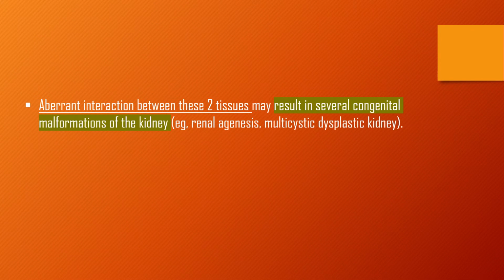Aberrant interaction between these two tissues, that is the ureteric bud and the metanephric mesenchyme, may result in several congenital malformations of the kidneys. Examples: renal agenesis, multicystic dysplastic kidney. We'll see it in upcoming slides.